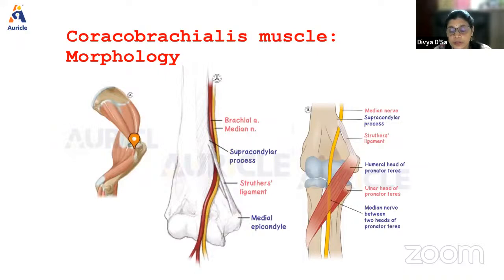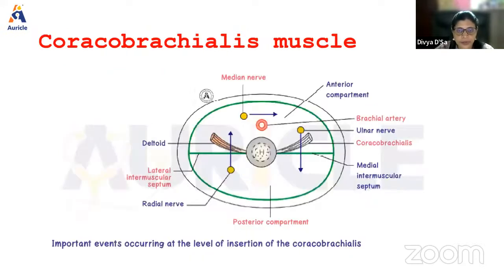So morphologically, we say that it had its third head also. The third head later formed what we call the Struthers ligament. The Struthers ligament will extend from a supracondylar process up to the medial epicondyle. Sometimes the brachial artery and median nerve pass beneath the Struthers ligament, and it can lead to compression. So this is known as the third head of the coracobrachialis. That is important.